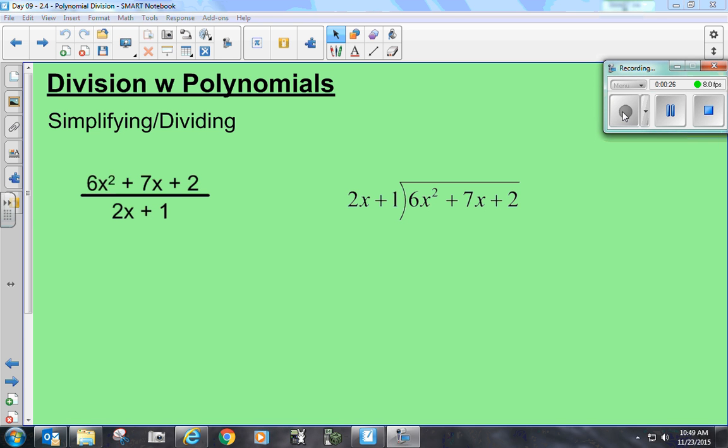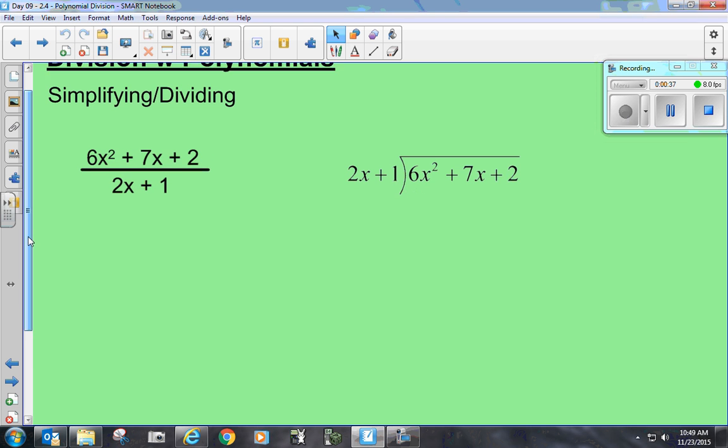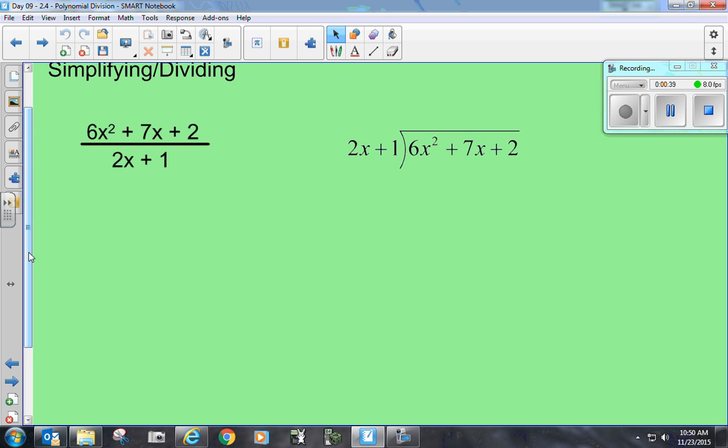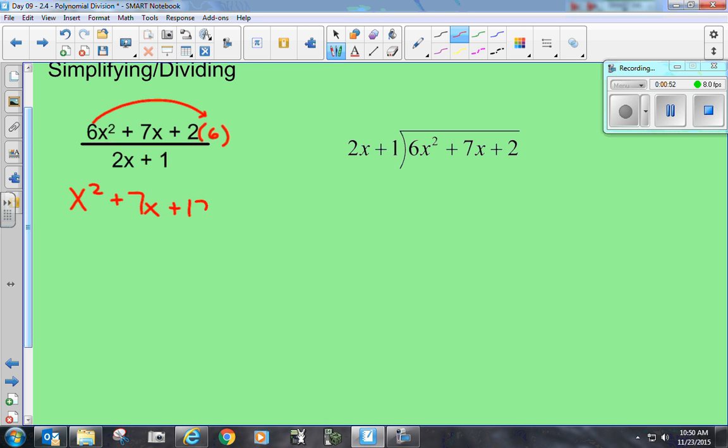All right, so let's look at division in terms of simplifying polynomials. If we look at this fraction on the left, I know that if I could factor the top, I might be able to cross it out with something in the bottom. So what I'm going to do here is we'll start with slip and slide. Bring the 6 out back, and now we have x squared plus 7x plus 12. Okay? So now we need two things that multiply to 12 that add to 7. Yes, x plus 4, x plus 3.